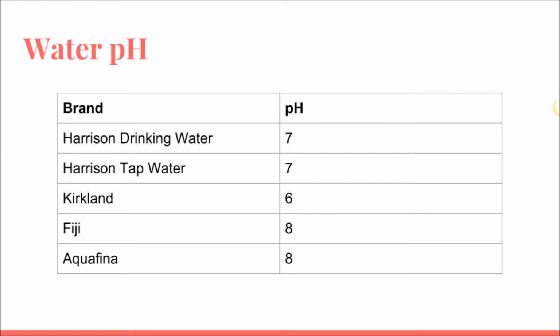Here are results for measuring different types of water for pH. Harrison drinking and Harrison tap water had a pH of 7, neutral. Kirkland water was slightly acidic with a pH of 6. Fiji and Aquafina water were slightly basic with a pH of 8. This may not seem like a big difference, but Kirkland water's concentration of H+ ions was 10 times as great as that of Harrison drinking and tap water, for example. And compared to Fiji and Aquafina, Kirkland had 100 times as many H+ ions.